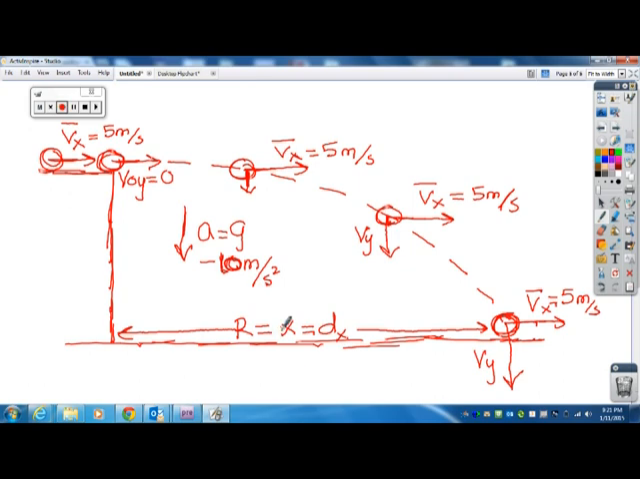Well, what's the simplest way to find the time the ball spends in the air? Yeah, the simplest way is to analyze the ball's vertical motion. Well, what do you know about the ball's vertical motion? Well, you know a couple of things.